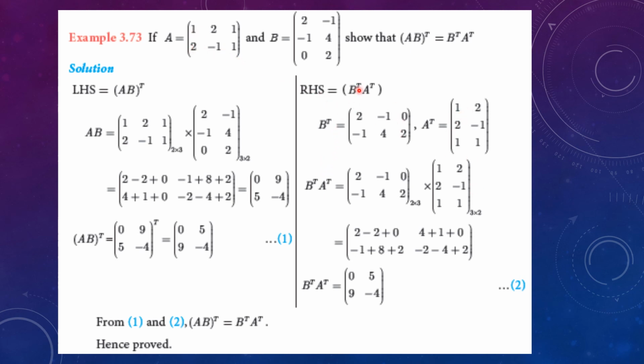Next, you have to multiply B transpose and A transpose. Here the order is 3 cross 3, that is, B transpose A transpose is defined. The product matrix is a 2 cross 2 matrix. Mark this as 2. Now compare 1 and 2. Yes, both are the same. So from 1 and 2, (AB) whole transpose equals B transpose A transpose, hence proved.